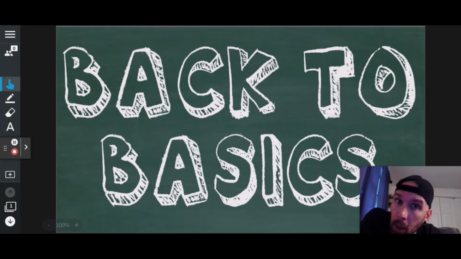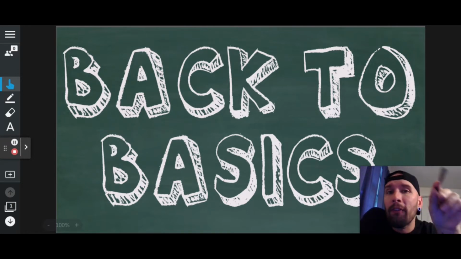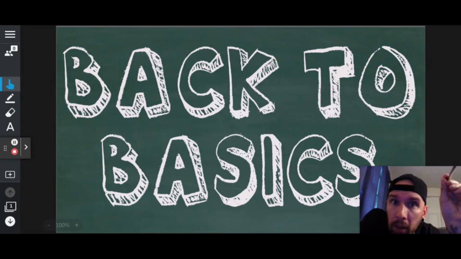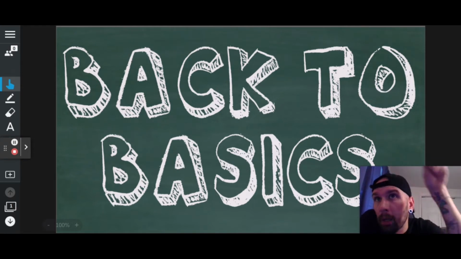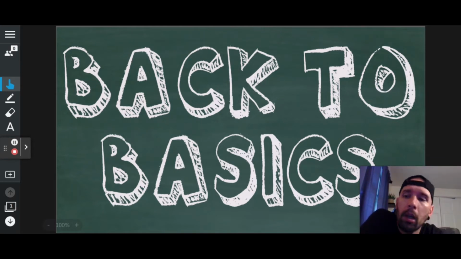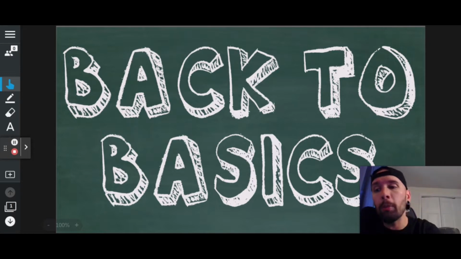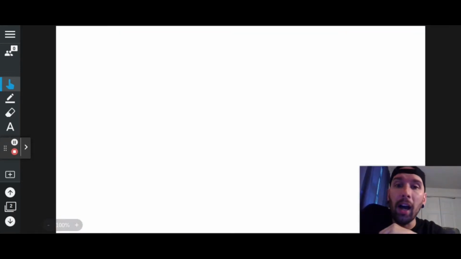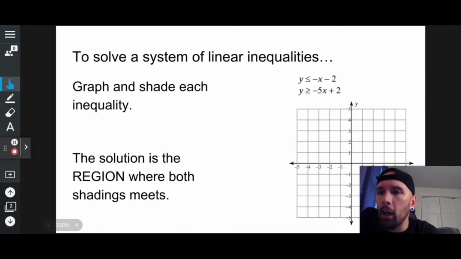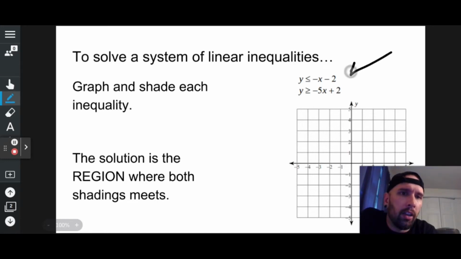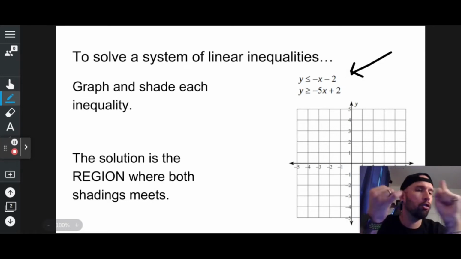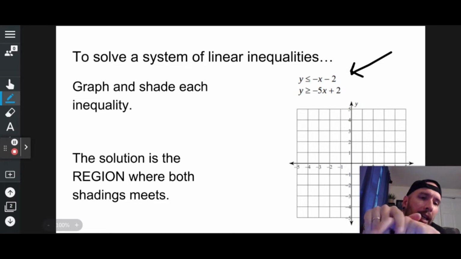In a previous video, we talked about graphing linear inequalities on a coordinate plane. That's the one where you graph the line, maybe you dash it, maybe you make it solid, maybe you shade above, maybe you shade below. Well, in this case, we're going to be doing that with two at a time. So there they are, two inequalities that I have to graph on the same coordinate plane. So that's two lines, two shadings.